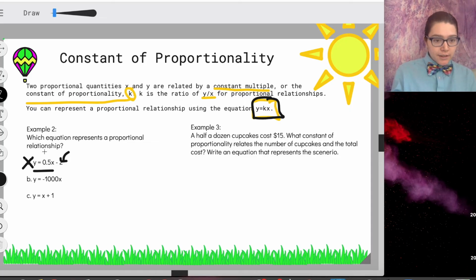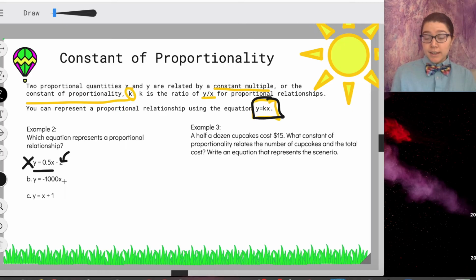All right, let's look at B then. y equals negative 1,000 times x. So to get y from x, we take x and we multiply by negative 1,000. Is that a constant multiple? Does that look like this? y equals some number times x? Yeah? Yep, so that's going to be our answer. B is going to be our answer.